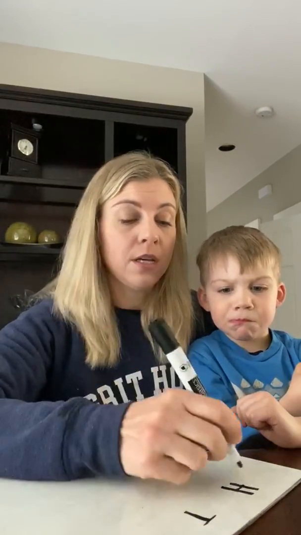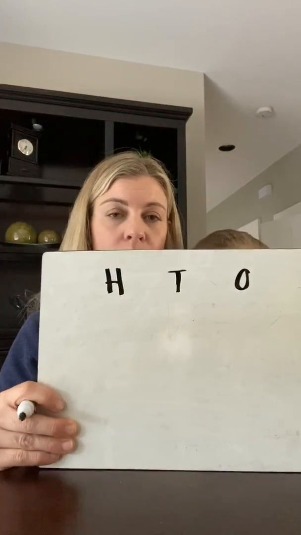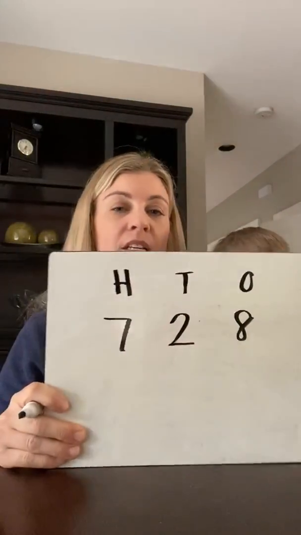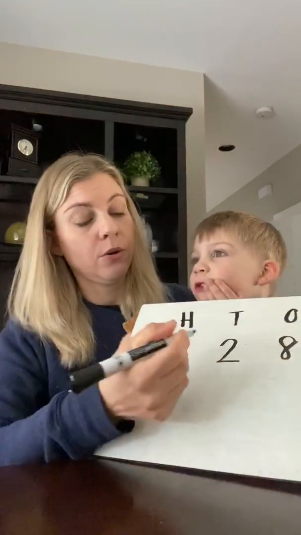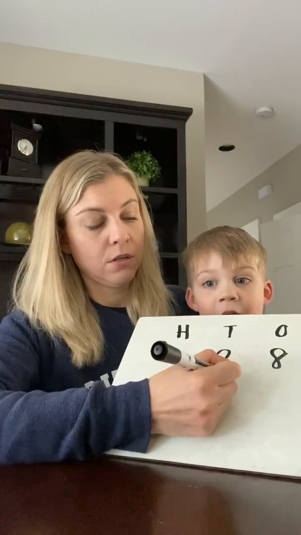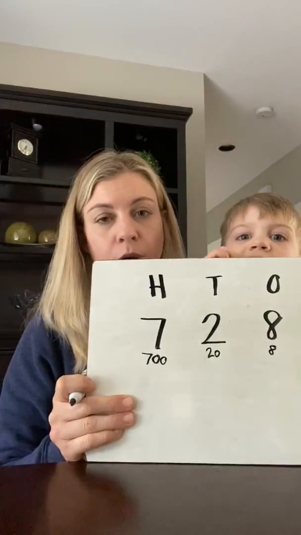So I just wanna remind you that a 3-digit number has a number in the hundreds place, the tens place, and the ones place. So an example of a 3-digit number would be something like 728. Okay? What that really means is 728 if we were to stretch that out into expanded form.